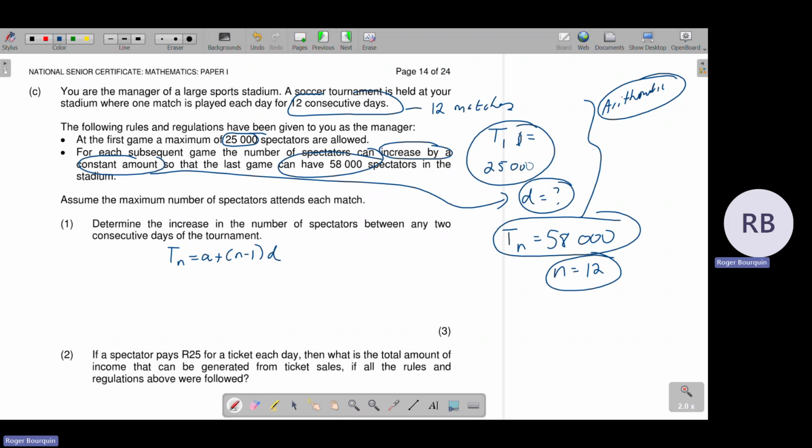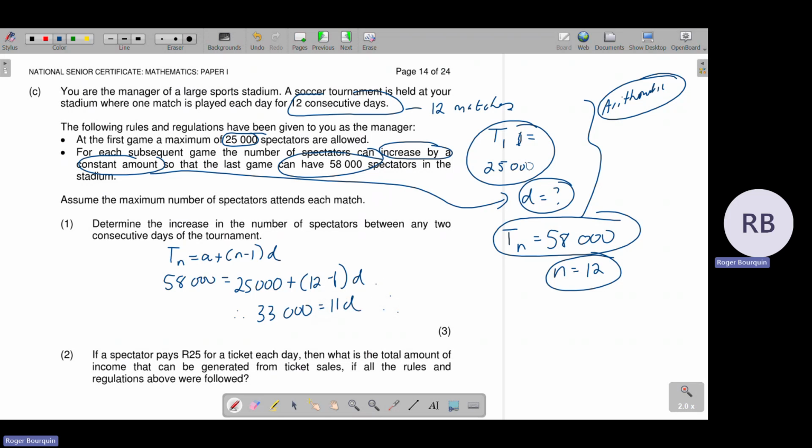So the value of the last term is what? 58,000. A stands for what? The value of the first term. What is the first term? 25,000. N is the number of games, which is going to be 12. Plus 12 minus 1 times D, which is what we look for. Are we good? So 58,000 minus 25,000 is 33,000. So I get 33,000 is equal to 11D.